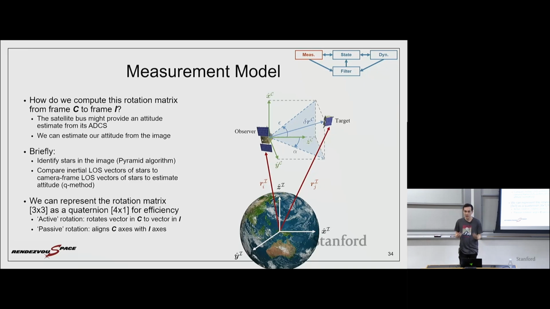So very briefly, you can use something like the pyramid algorithm to identify the stars visible in your image. And then you can compare the unit vectors to the stars in your camera frame to the unit vectors of the stars in the inertial frame from some kind of catalog, and solve for the optimal rotation which makes those two things match up. So it's a fairly straightforward operation, which lets you get this rotation, this attitude, from the same image you're using to get your target spacecraft measurements, which is nice. And we can represent this as a rotation matrix or a quaternion, as you prefer.